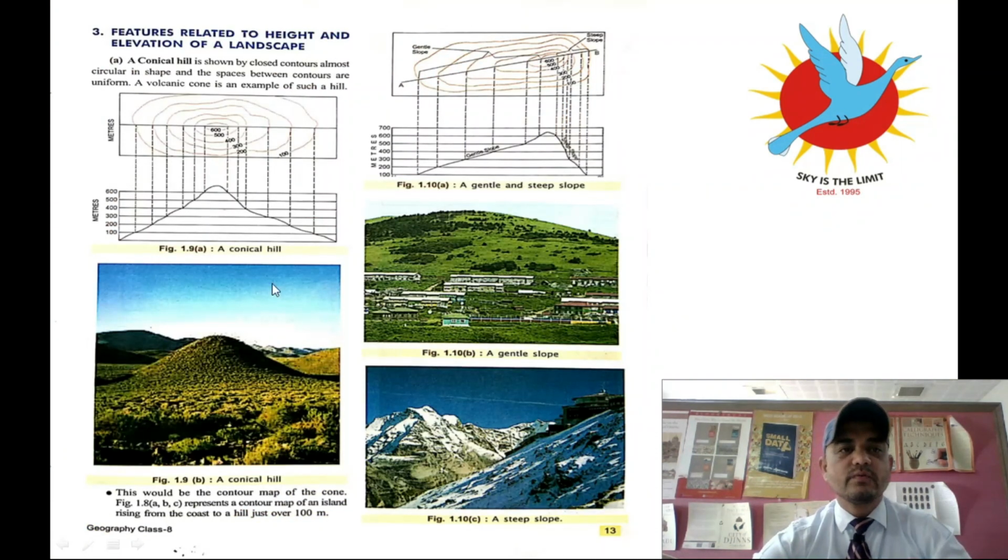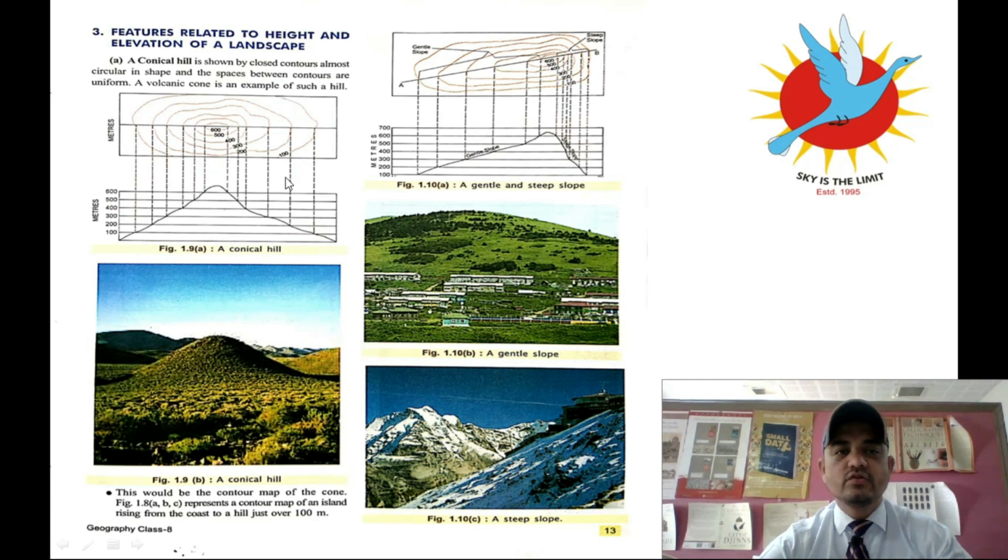Now the next one is the features related to the height and elevation of landscapes. Now you can see 1.9a, a conical hill. In this one almost the gap is the same. You can see the gap between the contour lines is almost the same. That's why this contour represents the conical peak. Now this line, where meter is written, represents the cross section of a conical hill.